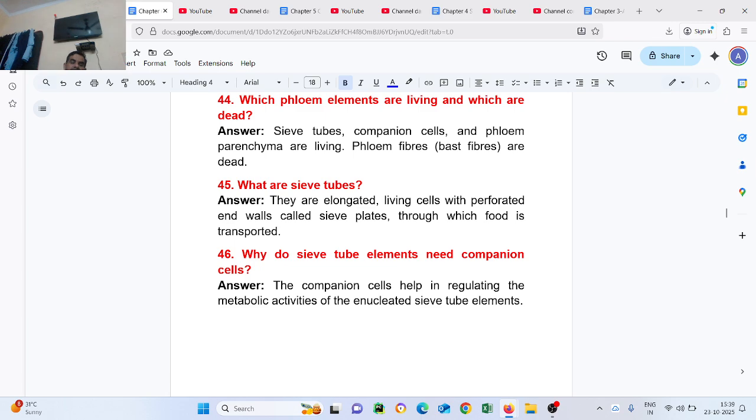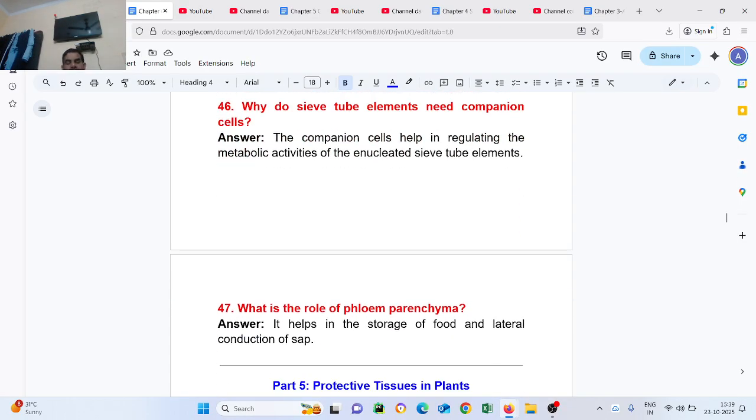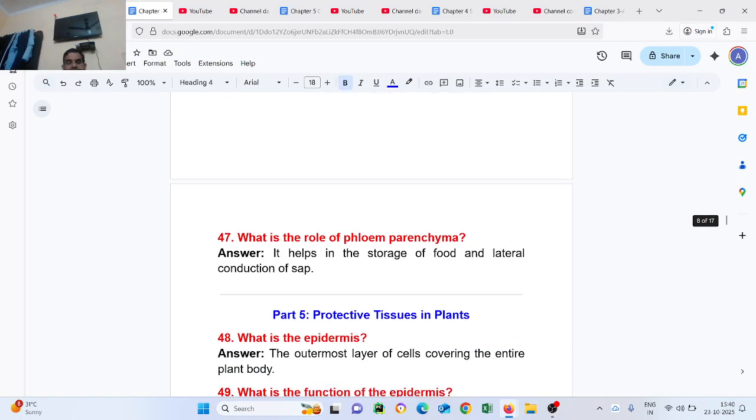Question number 46. Why do sieve tube elements need companion cells? The companion cell helps in regulating the metabolic activity of the enucleated sieve tube element. Question number 47. What is the role of phloem parenchyma? It helps in storage of food and lateral conduction of sap.